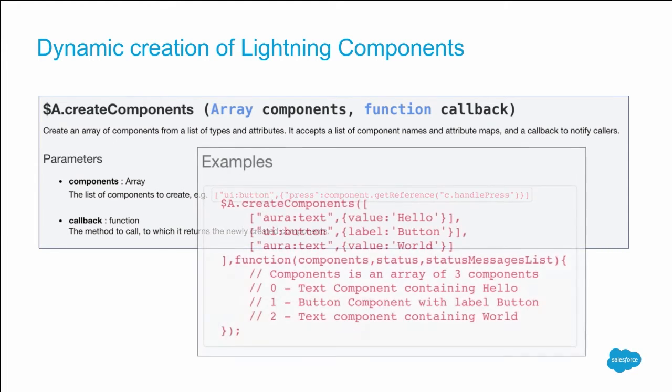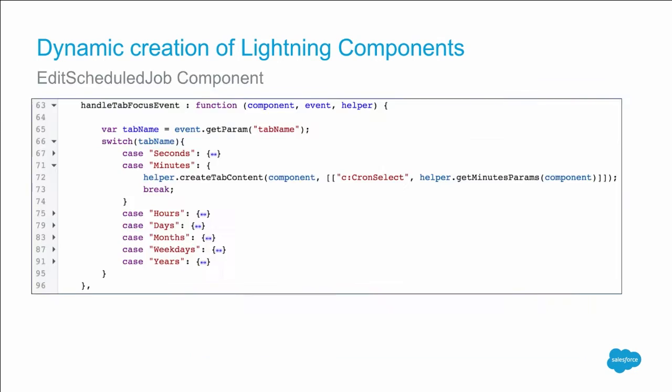Now, lifted straight from the help documentation, the example they provide here demonstrates how they're going to set up three components. So we've got two lots of Aura text, we've got a UI button, and sitting in those curly brackets after each of those is the attributes that we want to set. And then the last bit is the function, the callback function. Now, in this example, it's not doing anything with it. It's just telling you a little bit about what it does. So let's see that in action.